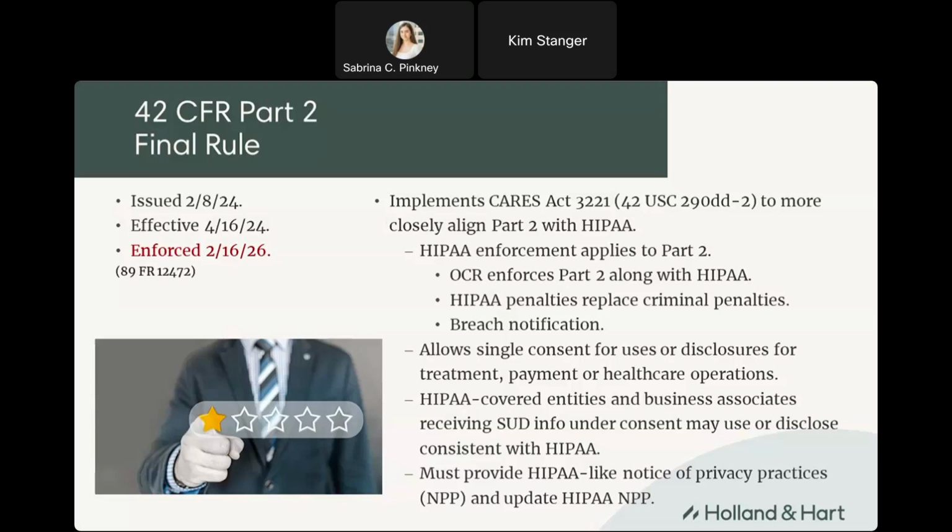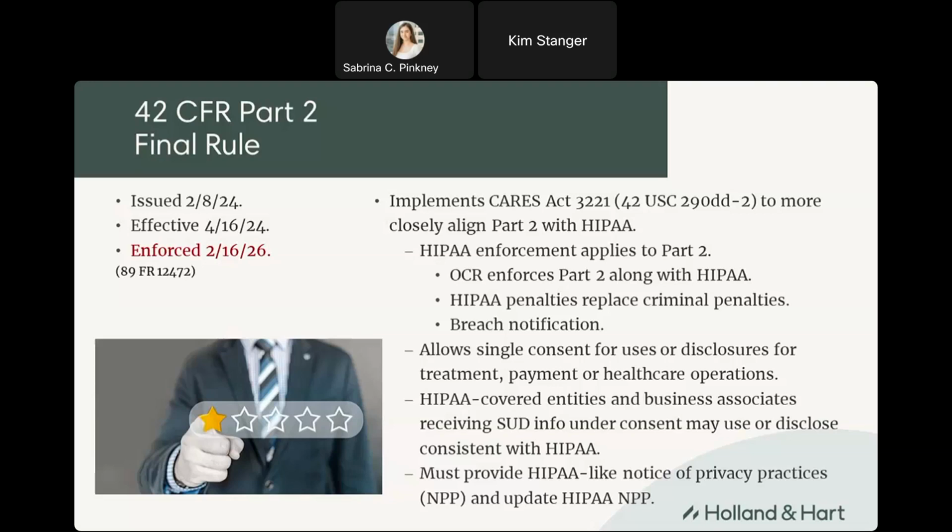The new rules basically implement the prior CARES Act requirements. And the whole intent was to align Part 2 more closely with HIPAA. Under the old rules, you could be criminally liable for violations of Part 2. Under the new rules, they basically said the HIPAA rules apply. So the OCR now enforces Part 2 along with HIPAA. The HIPAA penalty structure for civil penalties now replaces the old Part 2 criminal penalties. If you have a Part 2 violation, then you've got to do the breach notification just like you would under HIPAA.